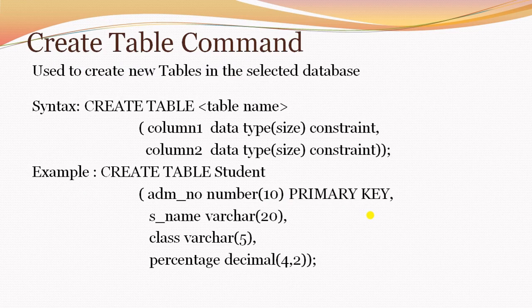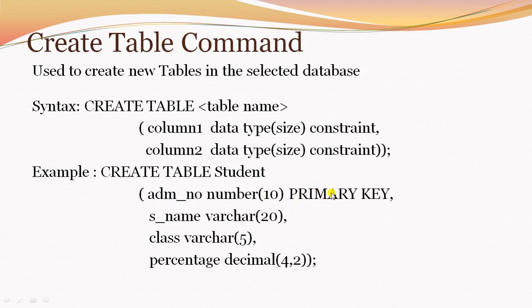Now the create table command is used to create tables. This is the syntax of the create table command. You can see create table. Here you have to give the table name and then the fields, or columns, or degrees, and the data types and then the constraint. Constraint will be discussed in the next slide. You just go through it. Now create table student. I'm giving admission number with the data type number, and I'm making it a primary key. This is a constraint.